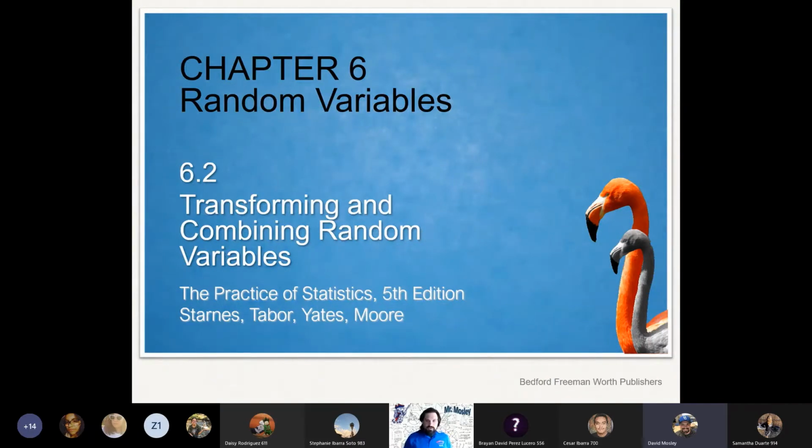Section 6.2 is on transforming and combining random variables. This is very heavily connected to stuff that we saw in, I believe it was chapter 2, with transforming and doing linear transformations on quantitative data sets. Basically follows the same rules. So some of these things we've actually seen already. We're just applying it to a new context.